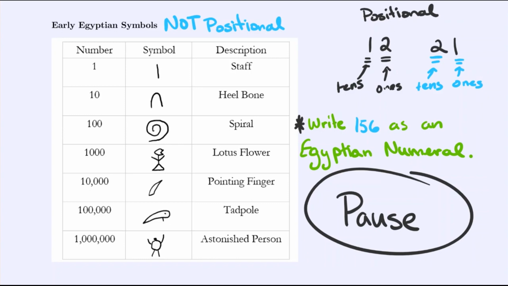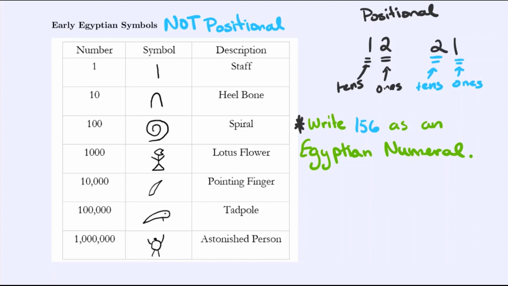So if you pause and then unpause and you did not get the right answer, see if the solution helps clarify what went wrong. And if you're still unsure what went wrong, feel free to just take a picture of your work and send it to me, and then I can see what you were doing and maybe pinpoint and offer some clarifying ideas. So if you would, take a moment to pause the video and write 156 as an Egyptian numeral based on these numerical symbols. Unpause when you're ready to check your work.